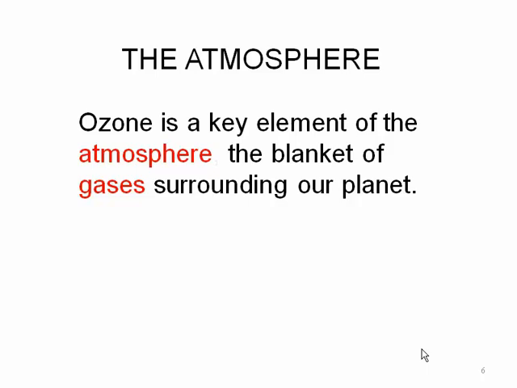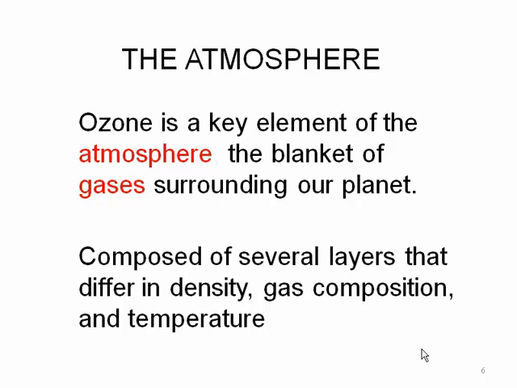And ozone is found in the atmosphere, as we noted earlier. It's a natural component in the atmosphere, and the atmosphere itself is a blanket of a complex of gases that surrounds the entire planet. As such, we find that the atmosphere is comprised of several layers, and each of these layers has different properties, including density, gas composition, and temperature.